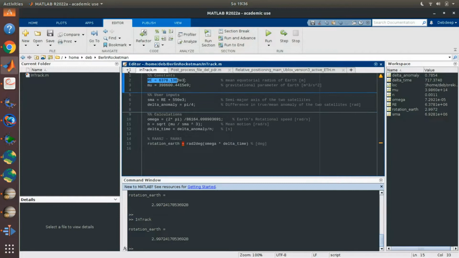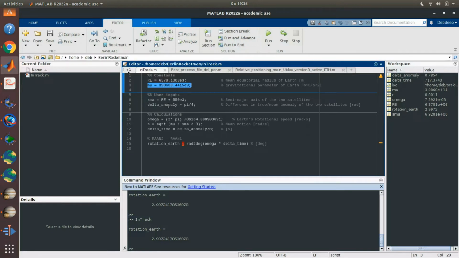Alright, here RE is the radius of the Earth in meters. Mu is the Earth's gravitational parameter in meter cubed per second squared. SMA stands for semi-major axis, and the two satellites have the same semi-major axis. Delta anomaly is the angular separation between the two satellites, and that's set to 45 degrees. Of course, you can select any value you want.